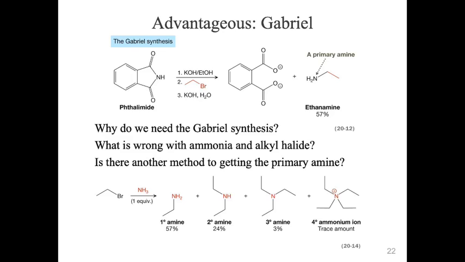With the standard nitrogen nucleophile, it's virtually impossible to remove those other impurities. With the Gabriel synthesis, your impurity is either starting material or a carboxylate salt that's water soluble. Okay? So it allows for a much cleaner separation. So that's kind of neat. Questions about that one? Okay.